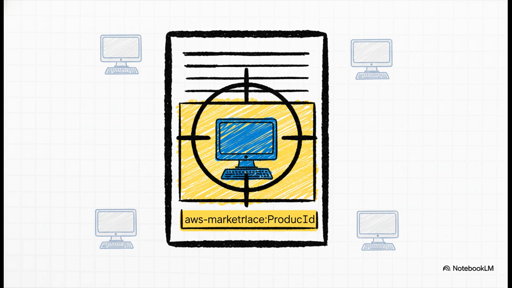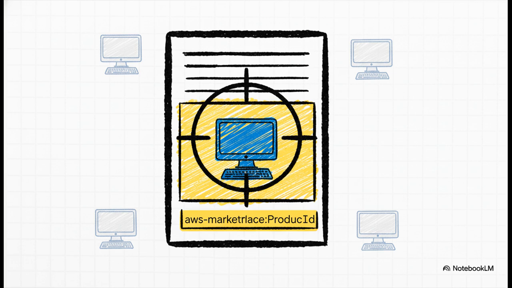Now, the real secret sauce in this policy is the condition block. This is where you get super specific and target the exact model. By listing out the AWS Marketplace product ID, in this example, it's for Anthropic's Claude 3.5 Sonnet, you're basically saying, deny the subscription, but only for this specific product.